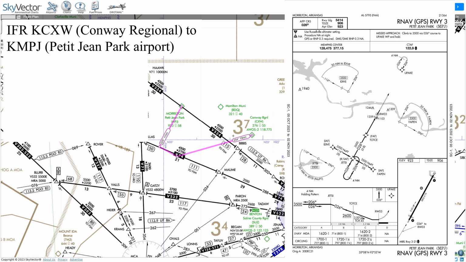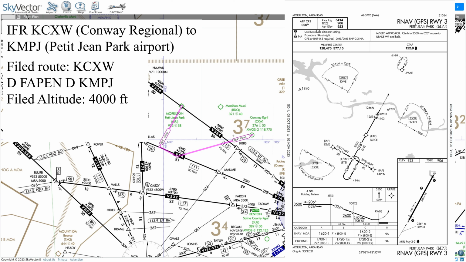After departing Conway, we'll navigate direct to Fapin Waypoint, which is one of the initial approach fixes for this approach. Our filed route will be Conway Airport, direct to Fapin Intersection, direct to Mount Petit Jean Airport, though in real life, you could probably just file direct between the two airports and then let ATC know once airborne that you plan to start the approach at Fapin. We'll file for an altitude of 4,000 feet, which is above the off-route obstacle clearance altitude for this area and the terminal arrival altitude for this area that we'll be in as we begin the approach. The flight is just over 35 track miles and should take about 20 minutes to fly in the Cessna 172.